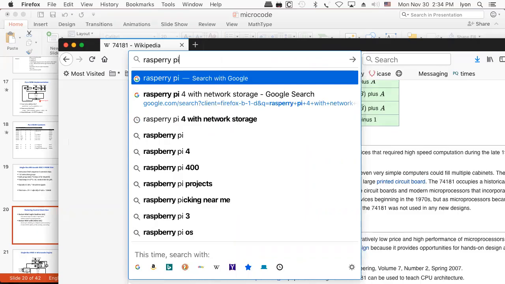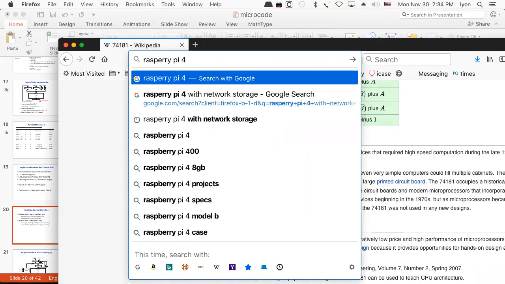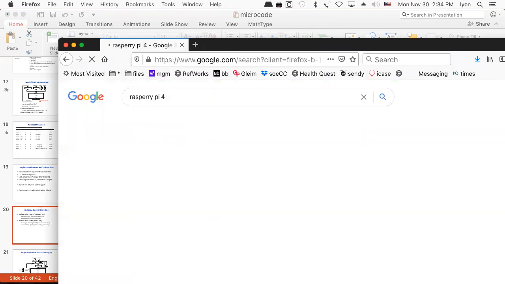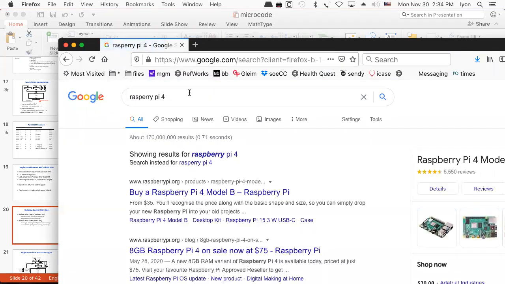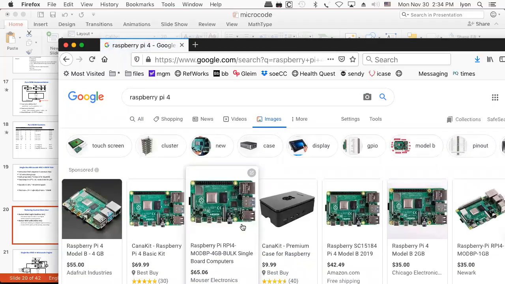So here's a Raspberry Pi. I was going to set one up to do network storage. There is no Raspberry Pi 5 yet. I think we can see some pictures. Let's look at the pictures. Yeah, there we go.